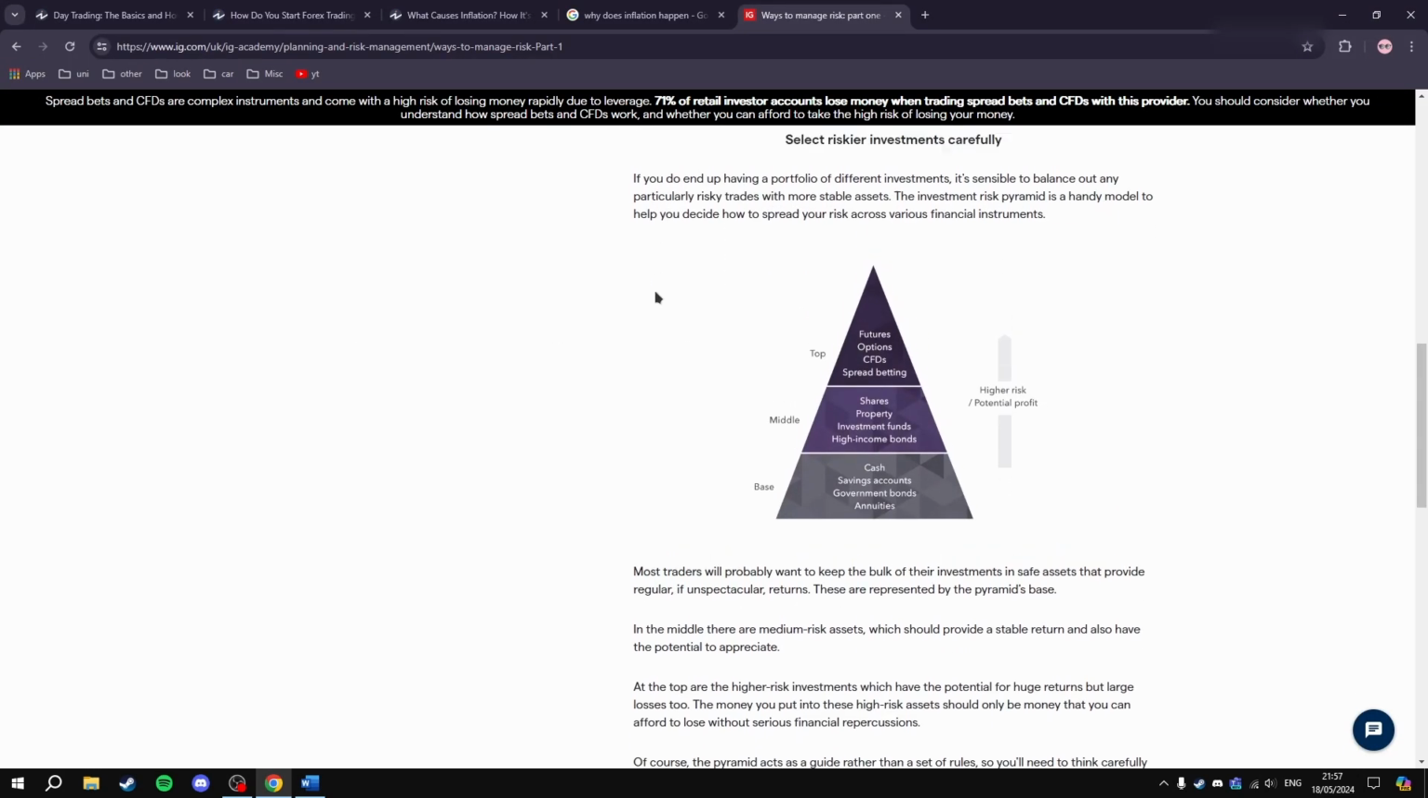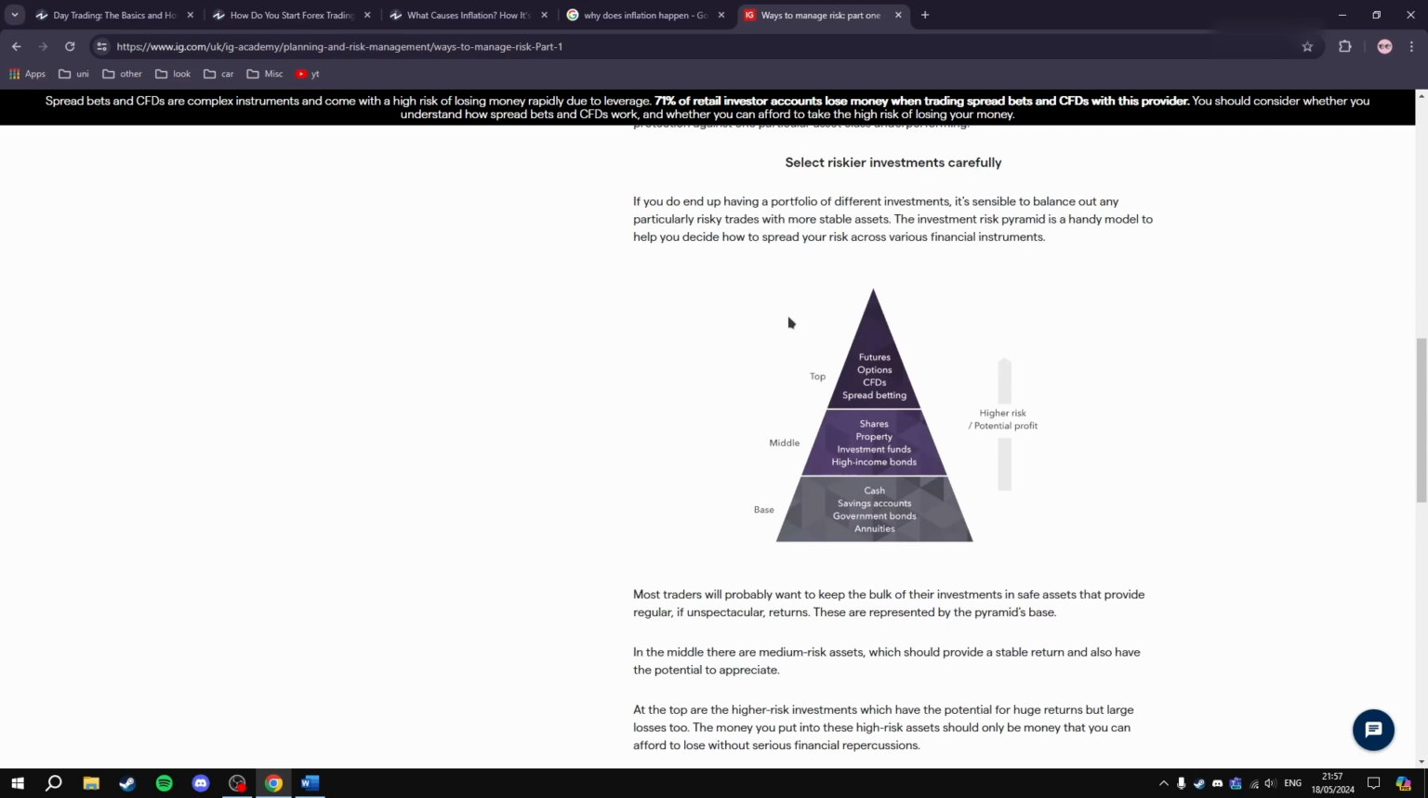Select riskier investments carefully. If you do end up having a portfolio of different investments, it's sensible to balance out any particular risky investments with more stable assets. The investment risk pyramid is a handy model to help you decide how to spread your risk across various financial instruments. So, top, middle, base: higher risk and potential profit as you go up the pyramid. Base: cash, savings accounts, government bonds and annuities. Middle: shares, property, investment funds. Top: high-income bonds, futures, options, CFDs, spread betting.